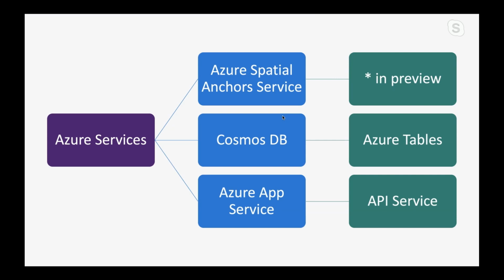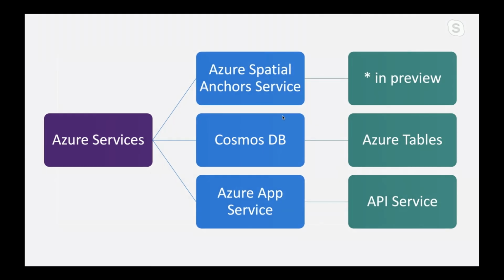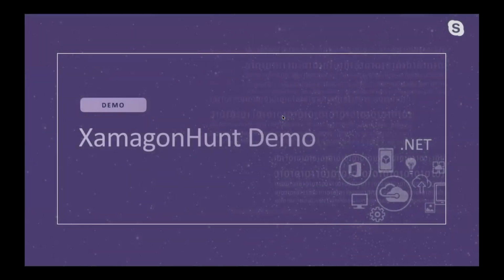And we're going to create an Azure App Service, which will have the API that lets me talk to this table. So yeah, that's literally it. That's all you need to get started with a very, very simple and basic version of a simple treasure hunt. So what does it look like?